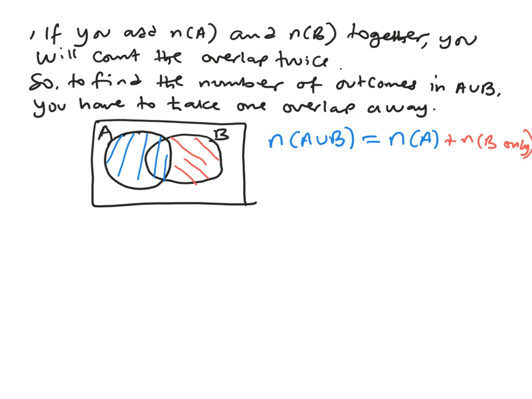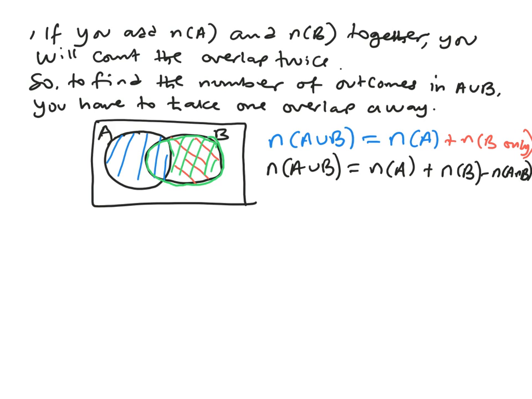If we can do that, then we shall have the number of A union B. So how do we get it? The number of A union B is number of A plus number of B minus number of A intersection B. If we are to get the number of B only, this other part only, then we need to get the whole of B, which is this, and then take away this other intersection. So we shall have B only.